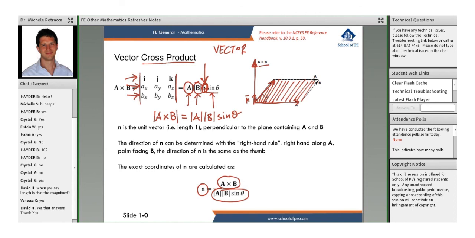Basically, because this gray segment here is equal to the length of b times the sine of theta by construction. So by multiplying that, which is the height of the parallelogram, by the base, we obtain the area.